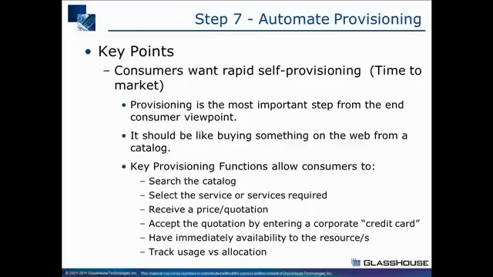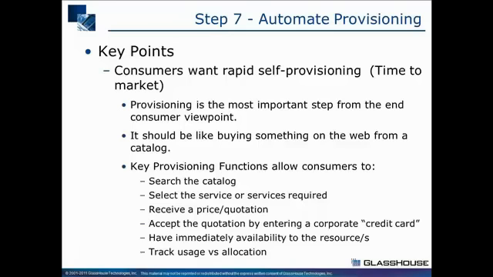It should be like buying something from the catalog. And a typical dialogue might be: search the catalog, select the services, get a price, accept the quote by entering your corporate credit card or whatever process there is, and then have immediate availability to that resource, immediate. And then have the ability to go back into that environment and track your usage versus your allocation. So there's only 6 things there, but each of them is absolutely critical.